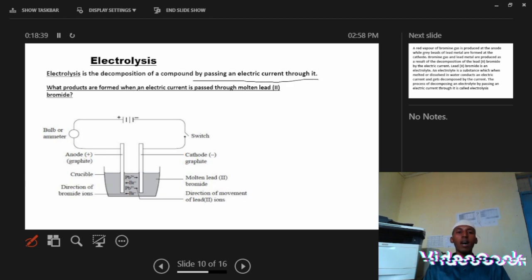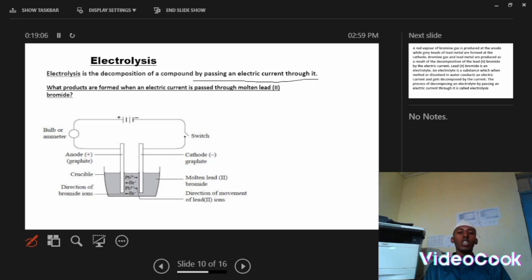What products are formed when an electric current is passed through molten lead-2 bromide? So let's see what will happen. Here now we have lead-2 bromide. We have said lead-2 bromide does not conduct heat and electricity when it is in solid form due to a lack of free ions. But when we melt it, or when we add water and it becomes an aqueous solution, it conducts heat and electricity.